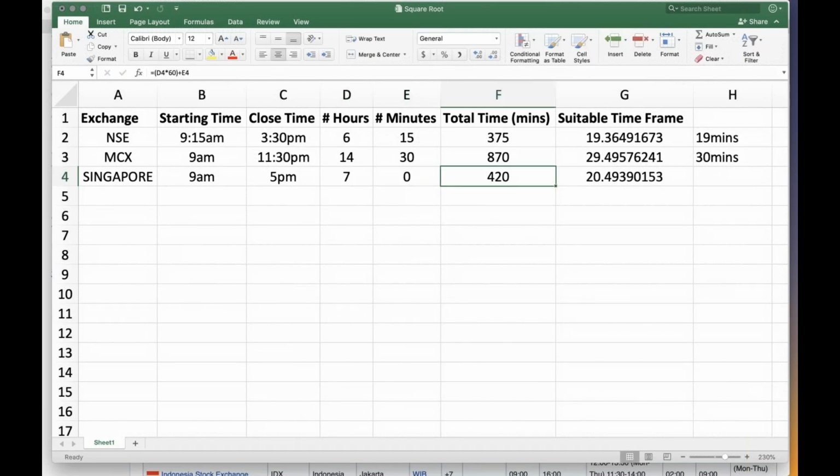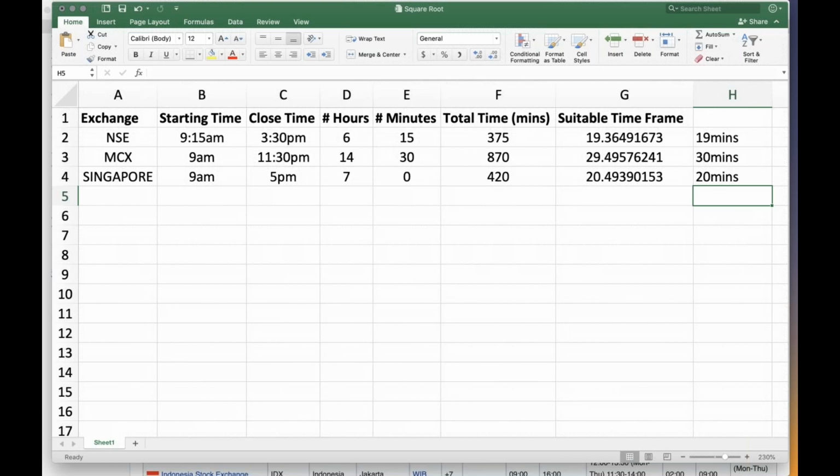Singapore Exchange, we're talking about 9 to 5 p.m., which is 3 plus 5, 8 hours of trade, but they have 1 hour of lunch break, so that will be 7 hours of trade. 7 hours of trade boils down to 420 minutes of trading in a day, and the suitable time frame is √420, about 20.5, so 20 minutes.